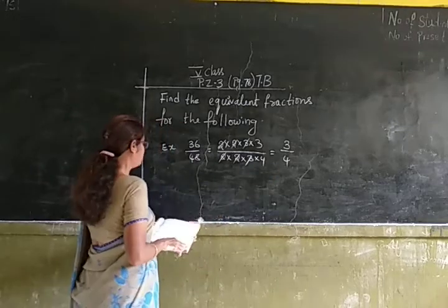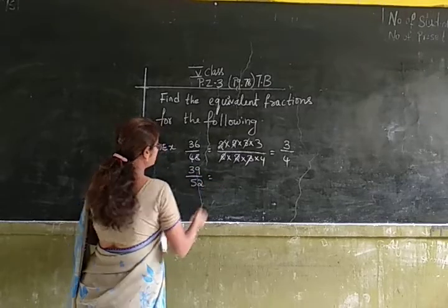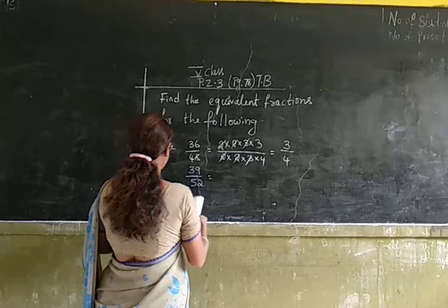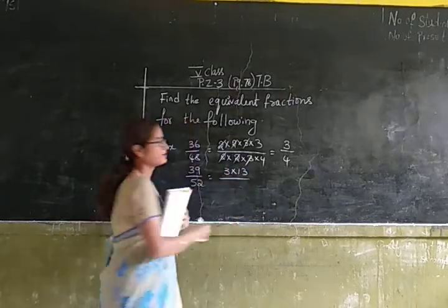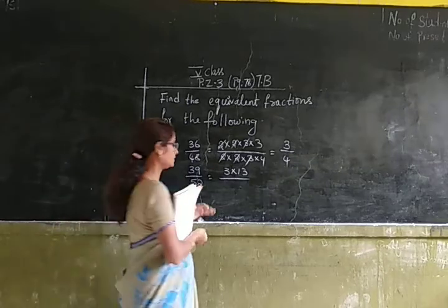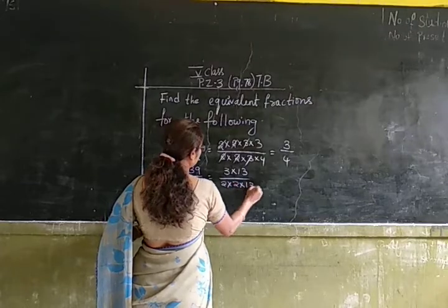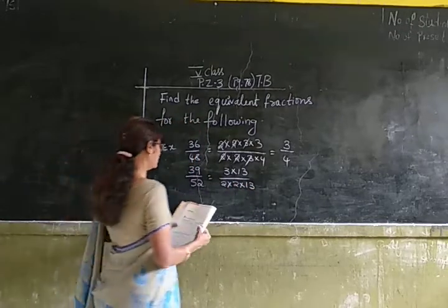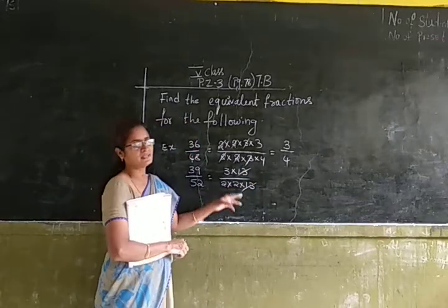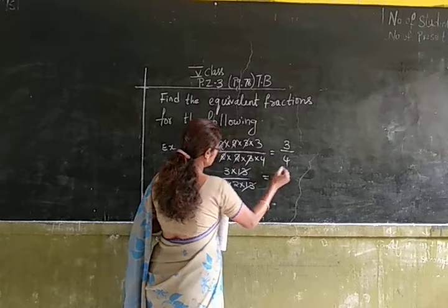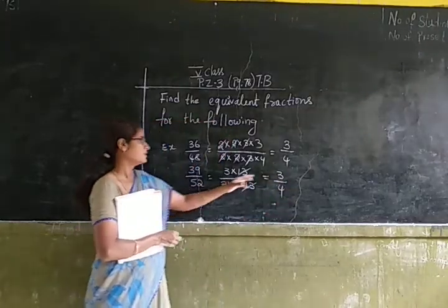Now let us find out the lowest form of 39 by 52. Prime factors of 39 are 3 into 13. Similarly, prime factors of 52 are 2 into 2 into 13. Here 13 and 13 get cancelled. In the numerator 3 is left over and in the denominator 2 2s are 4. So we get 3 by 4.